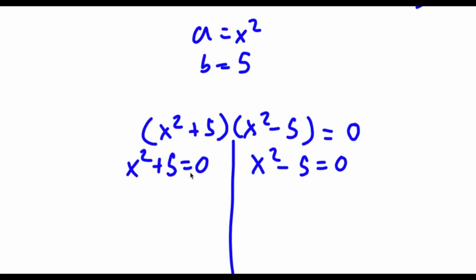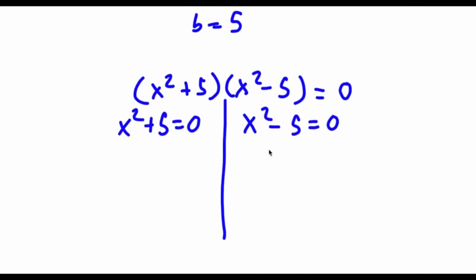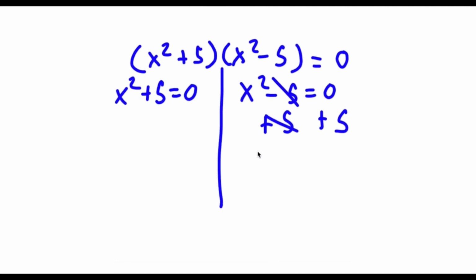Let's first start with x squared minus 5 equals 0. I'm going to first start by adding 5 on both sides. So now these two cancel out, and I am left with x squared is equal to 5.